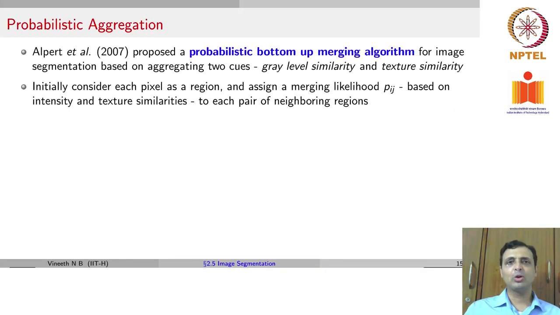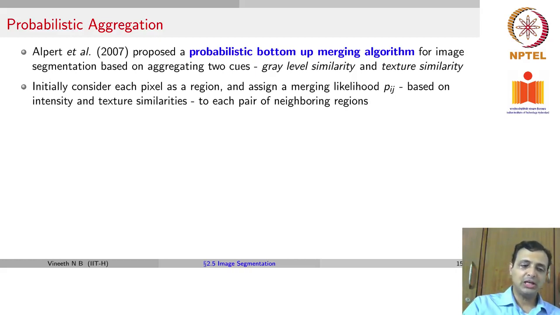The next method we are going to look at is another popular method called probabilistic aggregation, which was proposed by Alpert et al. in 2007. This method is again a region merging algorithm, and it is a probabilistic approach, as the name suggests, and it uses two different cues: intensity values, or the gray level values, as well as some texture content of the specific regions in the image.